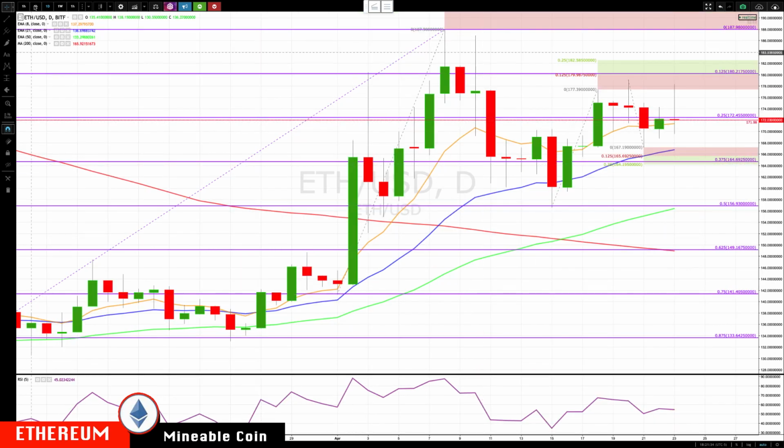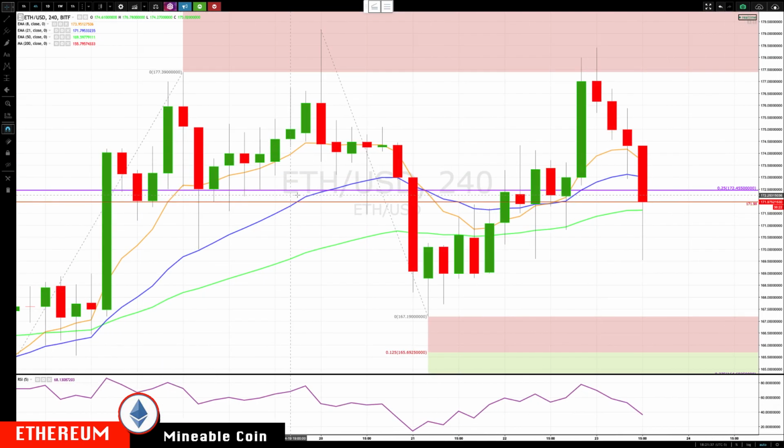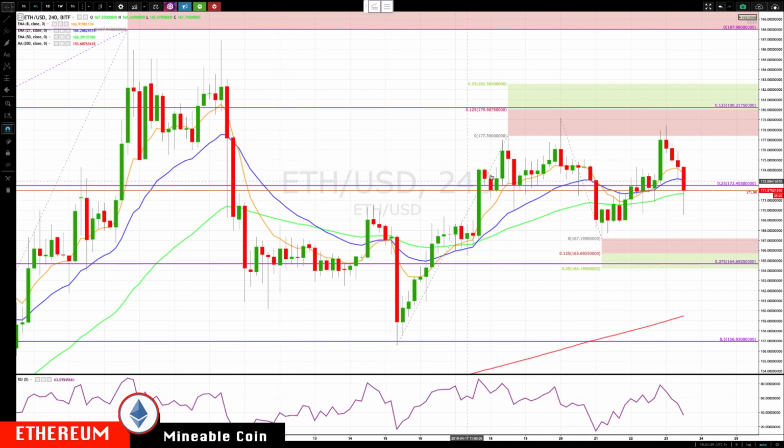Switching over to Ethereum, let me get to the 4-hour chart. There's the 4-hour chart. We keep poking up into this area, but we can't even get to this cluster area. More and more weakness coming into Ethereum, especially with Bitcoin moving higher substantially. So we have a pretty big divergence between the two.